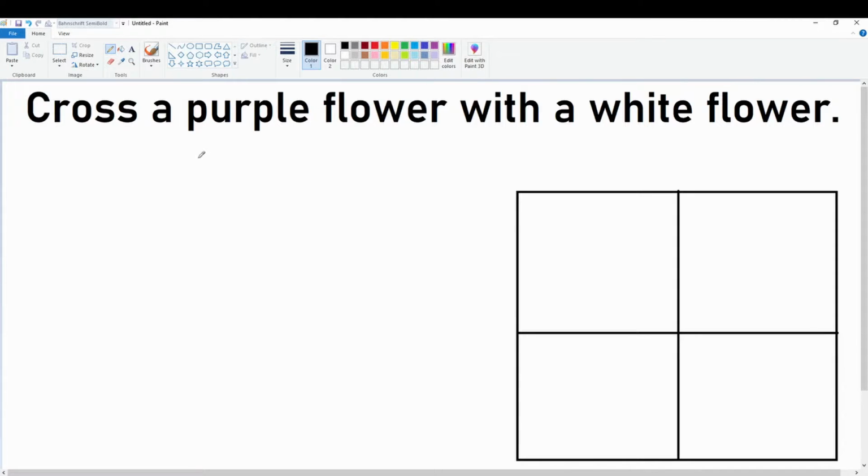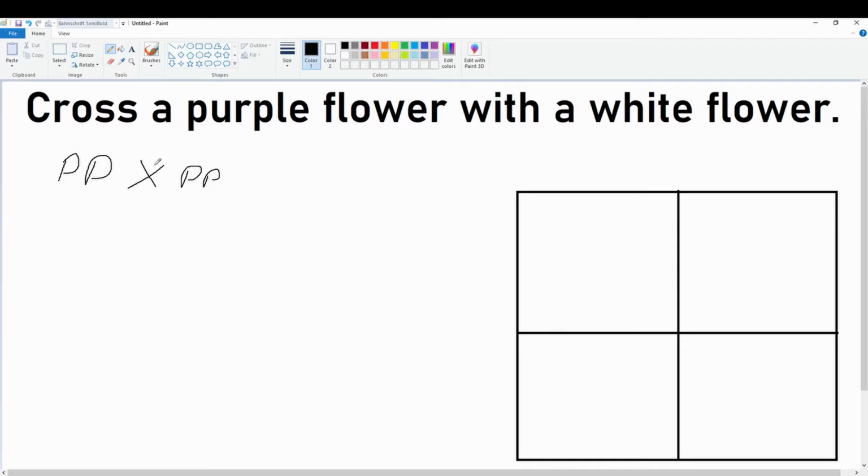Now, the question asks us to cross a purple flower with a white flower, and we're going to assume that these are both true breeding. And the correct expression for both of these, let's just say purple is the dominant one here. So we're going to say PP for the parent crossed with a lowercase p for the white flower.